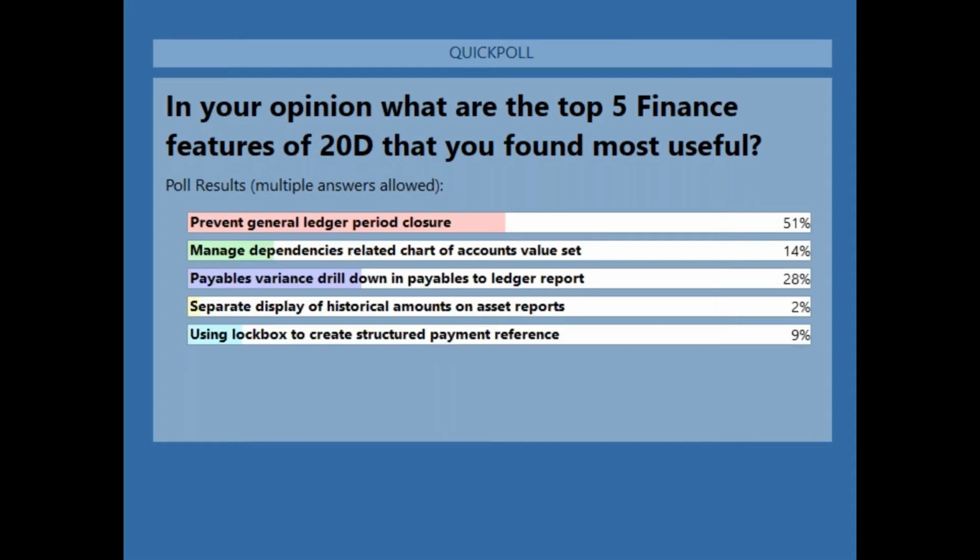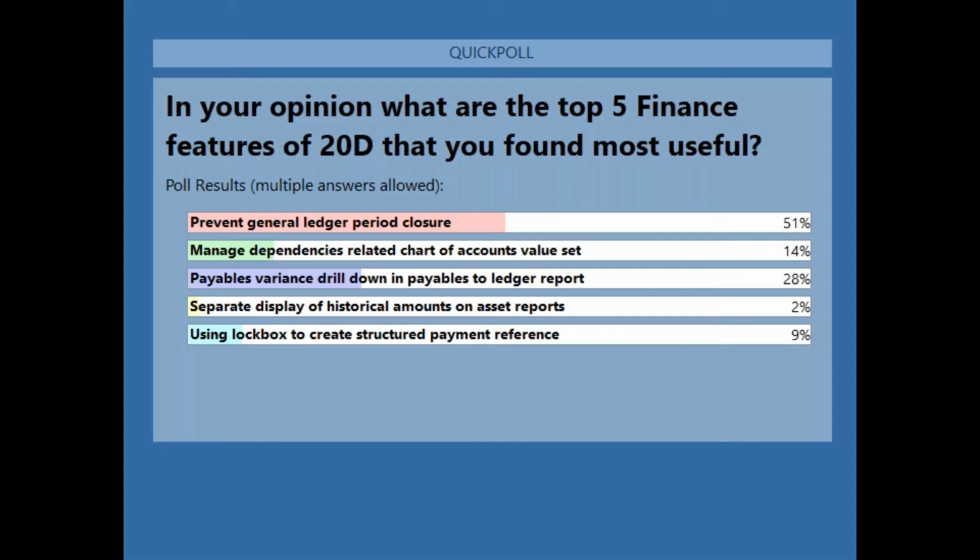You should see the results on your screen now, and you can see that the clear winner was prevent general ledger period closure when open subledger period exists. So thank you very much to everyone who's voted. And Sukit, can I now hand back over to you to take us through what to expect in 21A?